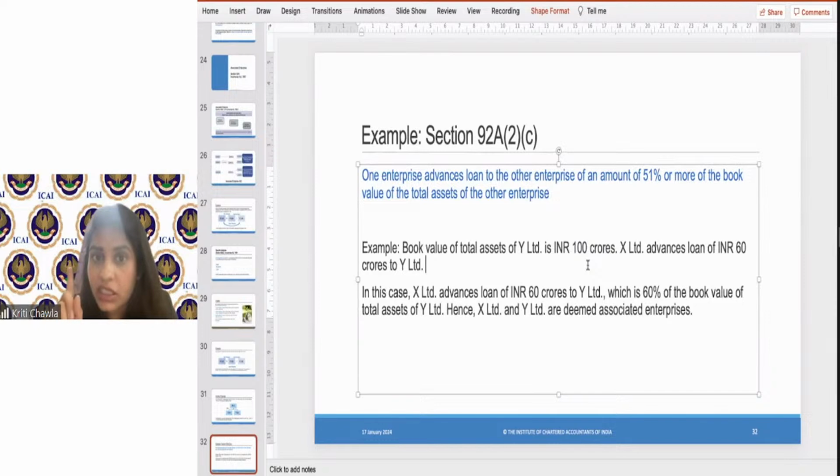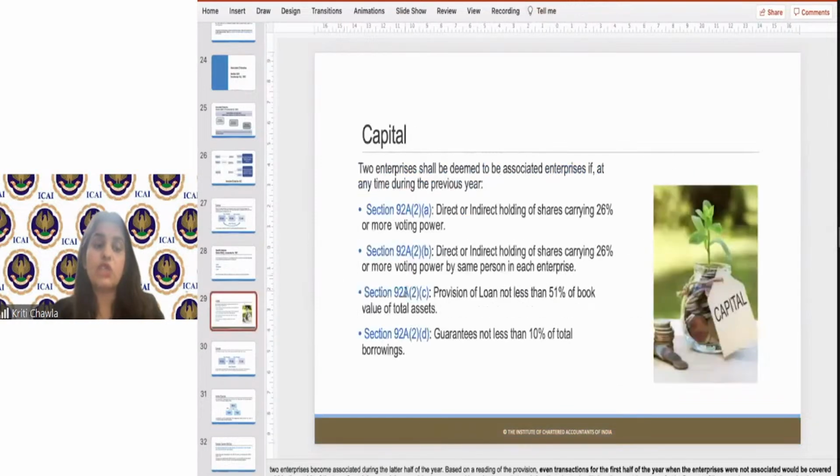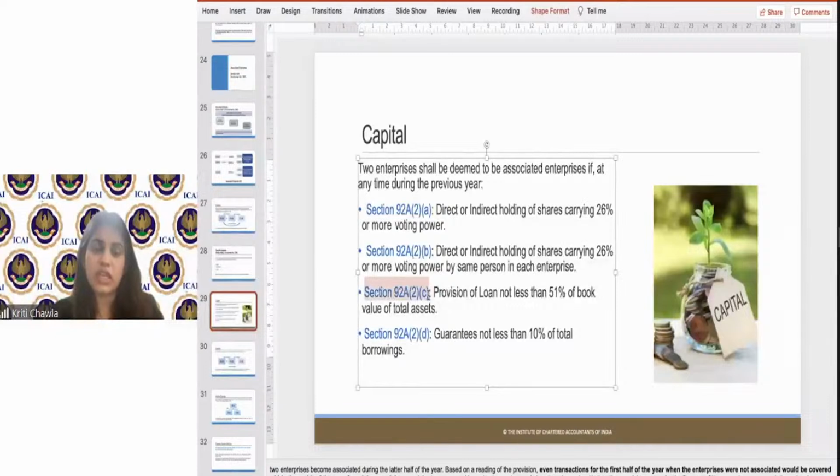Well, then, because this loan is more than 51% of the book value of Y Limited, and X is actually giving a loan of more than 51%, which is 60 crores, well, then X and Y will become related to each other. That is because X has given a loan of 51% or more to Y Limited. And hence, these are related to each other. X and Y would be deemed associated enterprises by virtue of section 92AC.